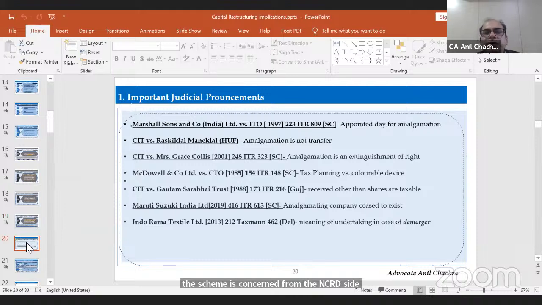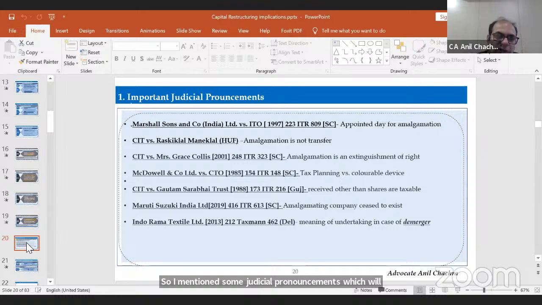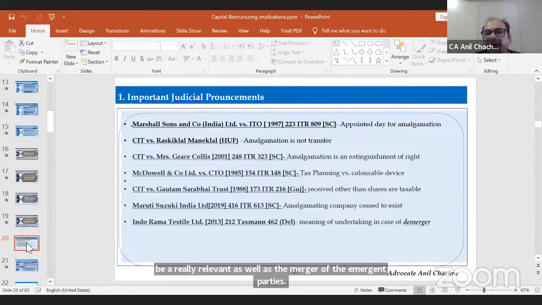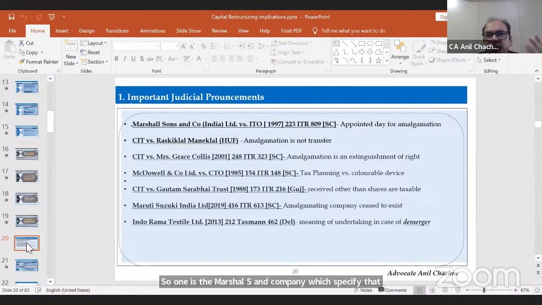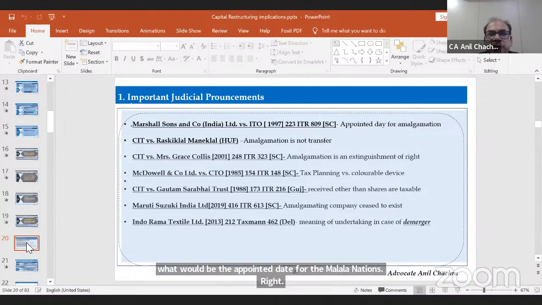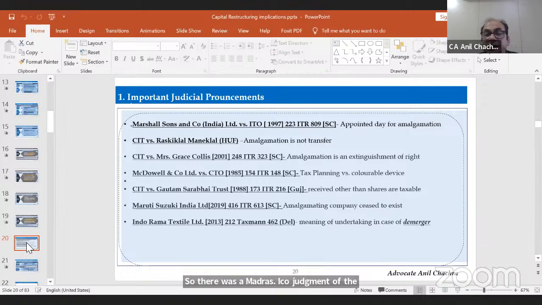So I mentioned some judicial pronouncements which will be really relevant as far as the merger or the demerger part is concerned. So one is the Marshall Sons and Company, which specifies what would be the appointed date for the amalgamation, right? There was a Madras High Court judgment of the same Marshall Sons and Company, which specifies that the appointed date means the date of approval by the judicial authorities, High Court or the other authority.